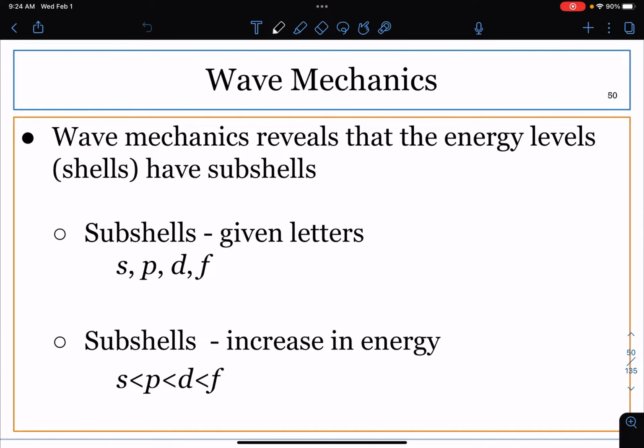The energy levels we discussed in the Bohr model of the atom have subshells, and the energy levels in wave mechanics have sub-energy levels. These subshells have been labeled with letters S, P, D, and F. These subshells increase in the amount of energy as they are listed here. S is the lowest, then P has a greater amount of energy than S, and D has a greater amount of energy than P and S, and F has the greatest amount of energy.